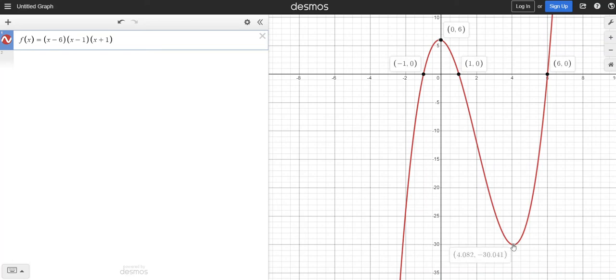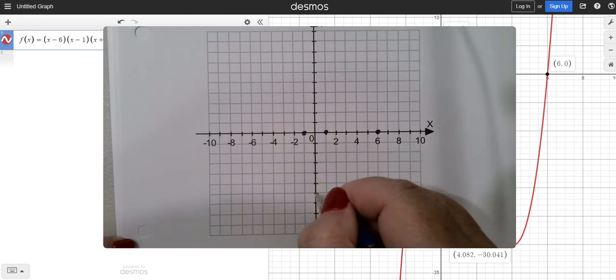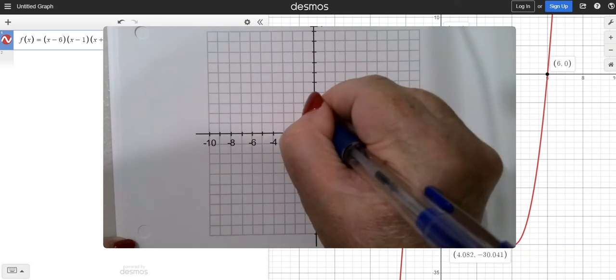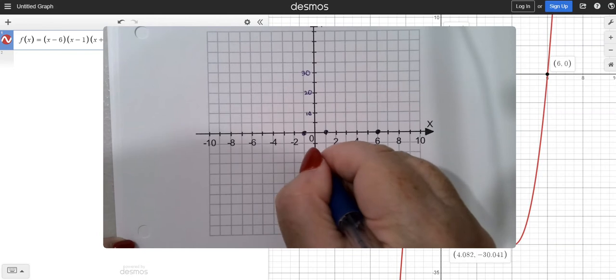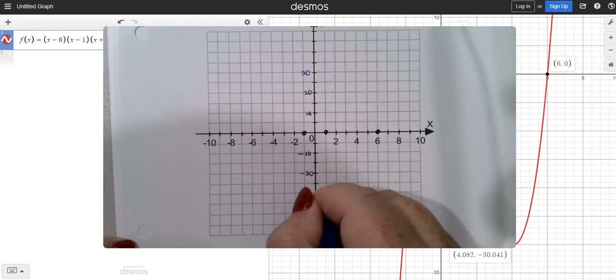And there's the y-intercept there at 0, 6. Looks like I have a minimum here at approximately a little bit more than 4, -30. And I need to make sure that my graph reflects that. I can see down at least that far. So let's see here. I'm just going to go ahead and make each one of these 5s, just like my graph did. So this would be 10, 20, 30, and so on, and -10, -20, -30, and so on.